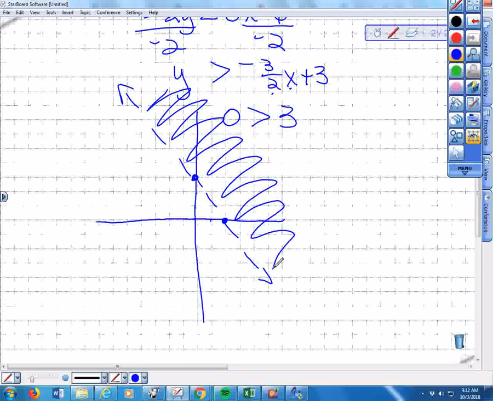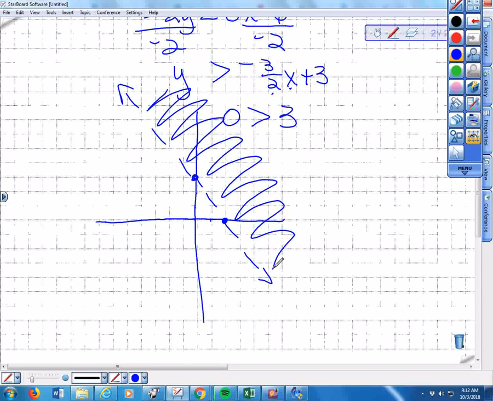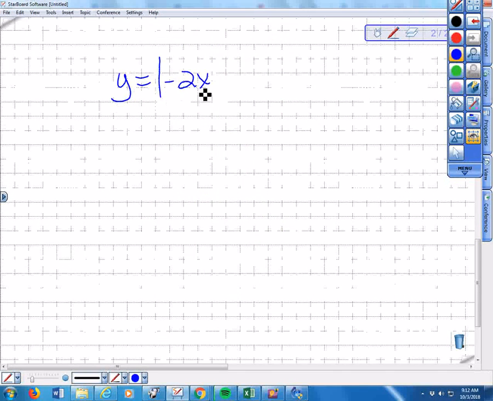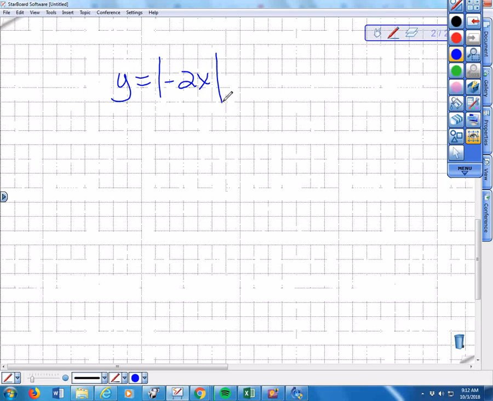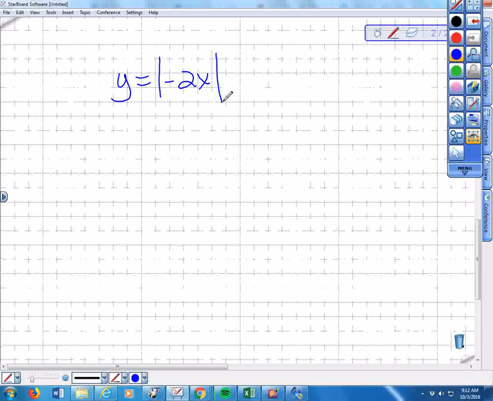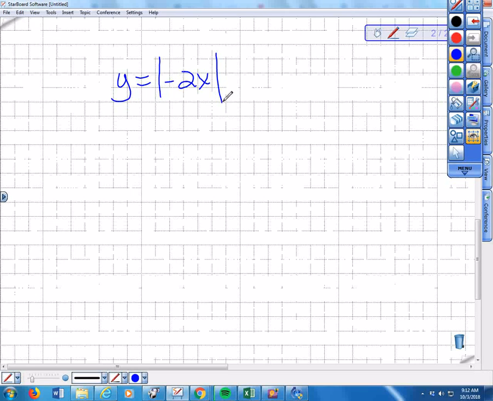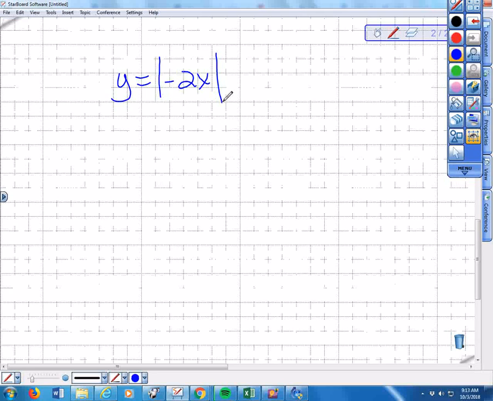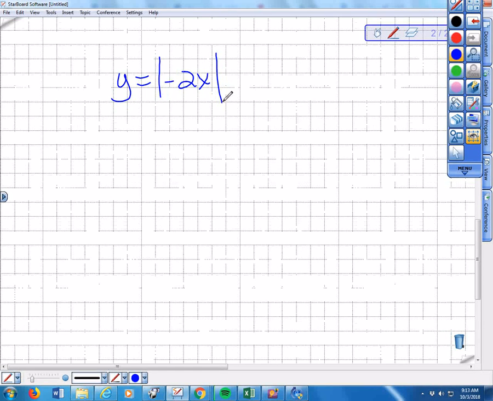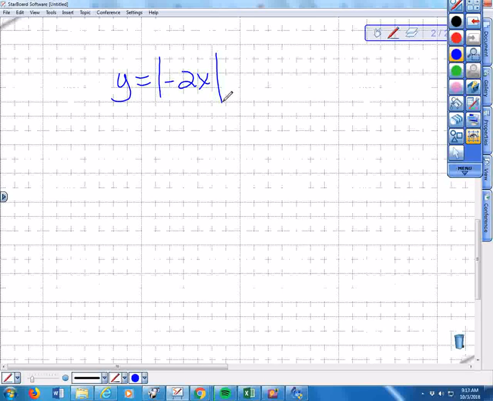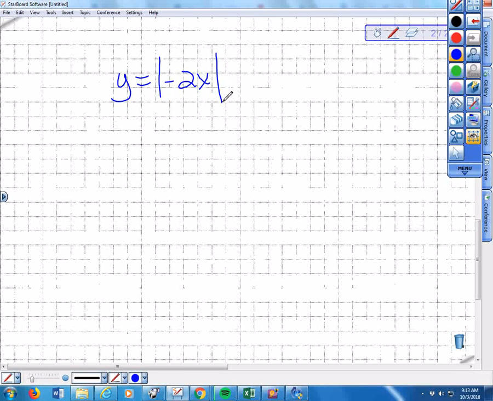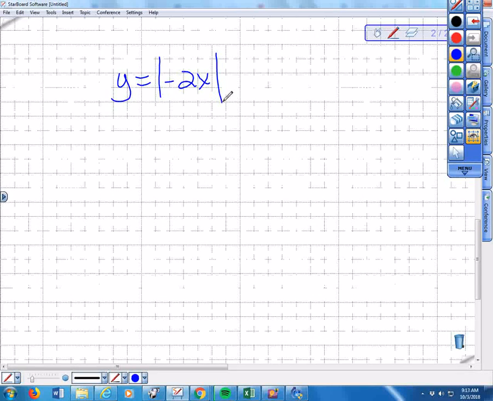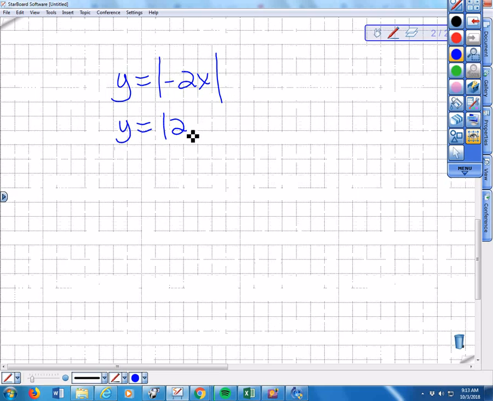Okay. Next one. Y equals the absolute value of negative 2x. What's the shape of your graph? A V. So your graph should be in the shape of a V. Now, we didn't really talk about a negative in front on the inside, but if there's a negative in front on the inside, it's just positive, right? So this should be the same as this.